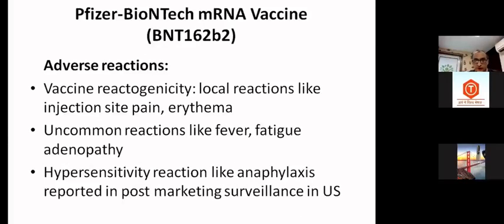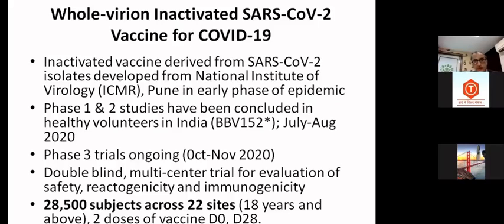You should have hydrocortisone and adrenaline ready if you are going to vaccinate in a public health campaign. Now coming to the old indigenous made in India vaccine, the Bharat Biotech vaccine, the whole virion inactivated SARS-CoV-2 vaccine. This, as I said earlier, was the inactivated vaccine derived from the SARS-CoV-2 isolates, which were initially taken from the National Institute of Virology. The technical know-how was taken by Bharat Biotech because they have the facility for manufacturing vaccines.